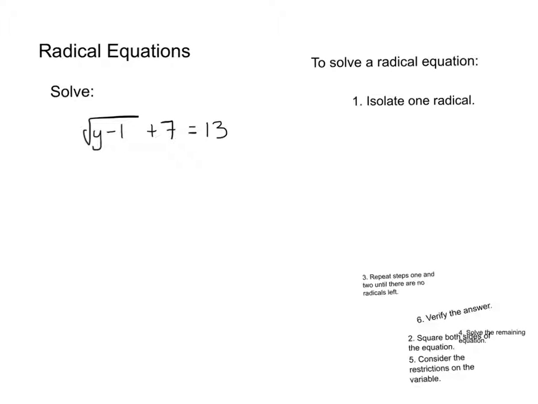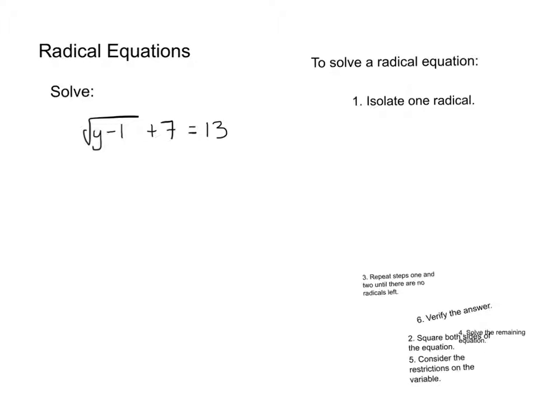We will be solving radical equations today. So equations where you have a radical with a variable inside, so a variable as the radicand or part of the radicand. And I did give you some like this yesterday. But here we have the square root of y minus 1 plus 7 equals 13, and we want to figure out what y is.